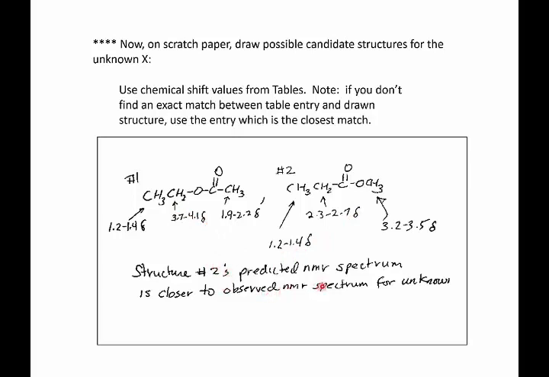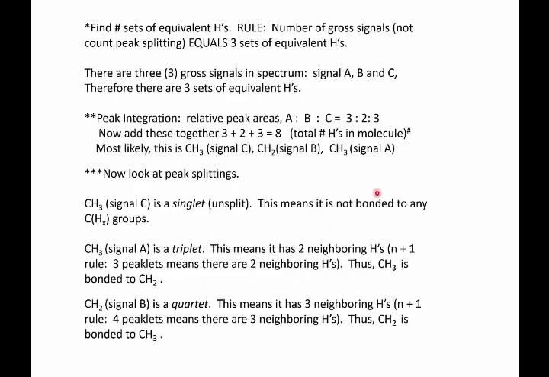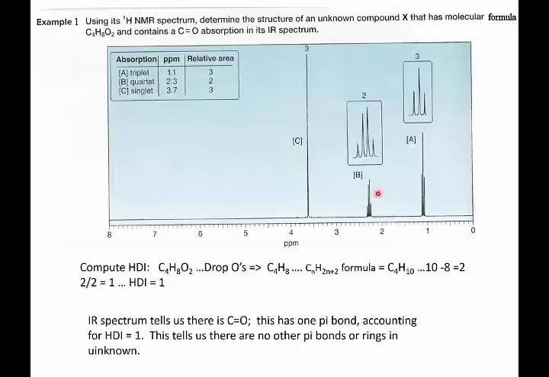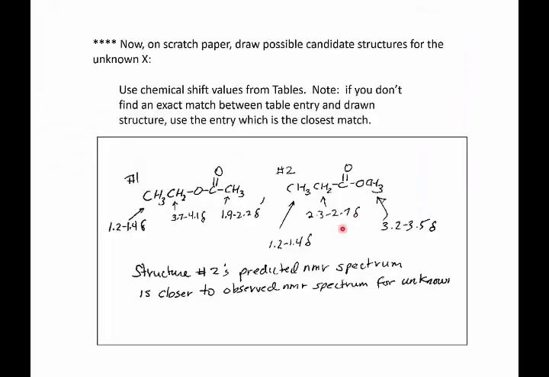And let's see, the CH3 here, 3.2 to 3.5. Notice it's by itself. That would be a singlet. And let's go back to the spectrum number 1. And here we got 3.6. Okay, and that's pretty close to this. It's off a little bit here.